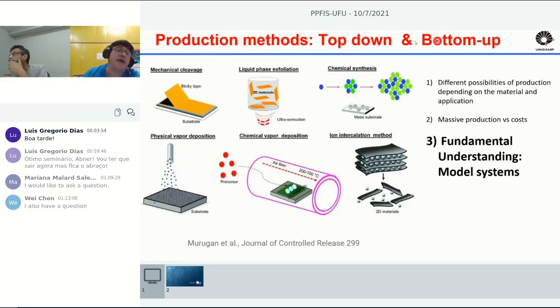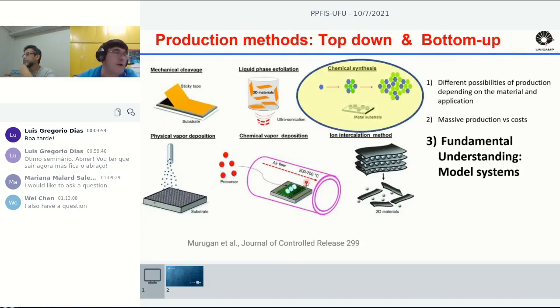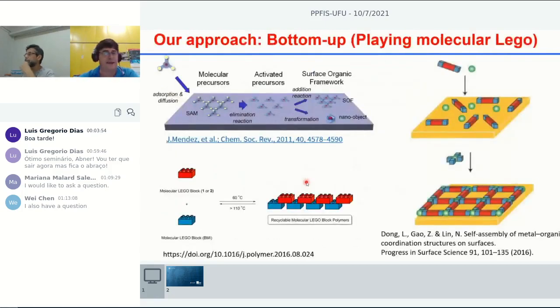Or you can grow from the bottom up. You can start to grow the material itself from small precursors. Famous examples are PVD, physical vapor deposition, or chemical vapor deposition, CVD, largely used nowadays. But today I am more interested in explaining to you on-surface chemical synthesis. It works like this: you come with small pieces, molecules working like Lego pieces. You choose your precursor correctly, you choose the design of the molecule, the structure of the molecule, the type of atoms and the position of the atoms.